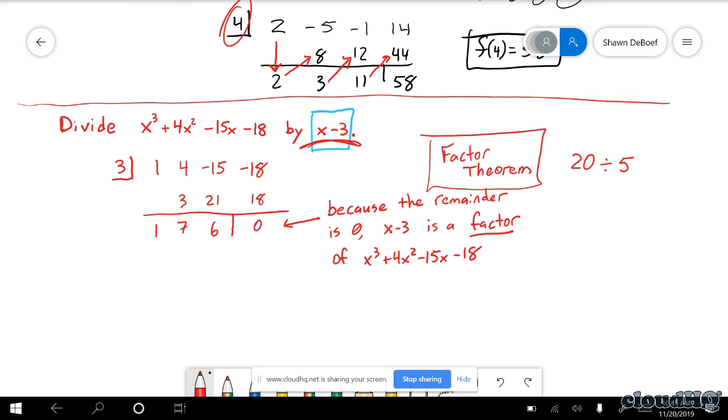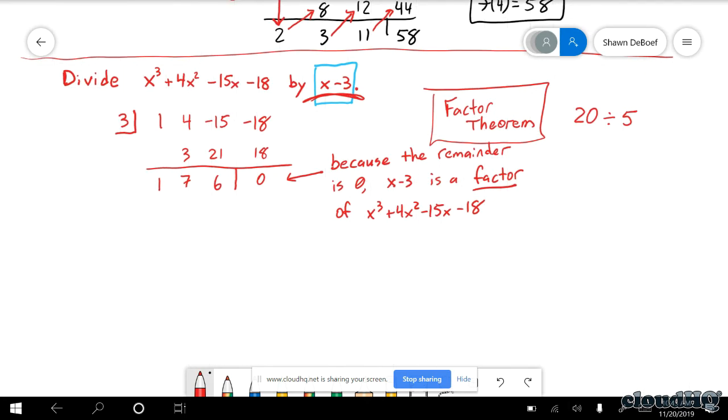So I'm going to now move into a slightly different version of this problem. Instead of saying divided by x minus 3, I'm going to say factor x cubed plus 4x squared minus 15x minus 18 completely. So we need to factor this completely.